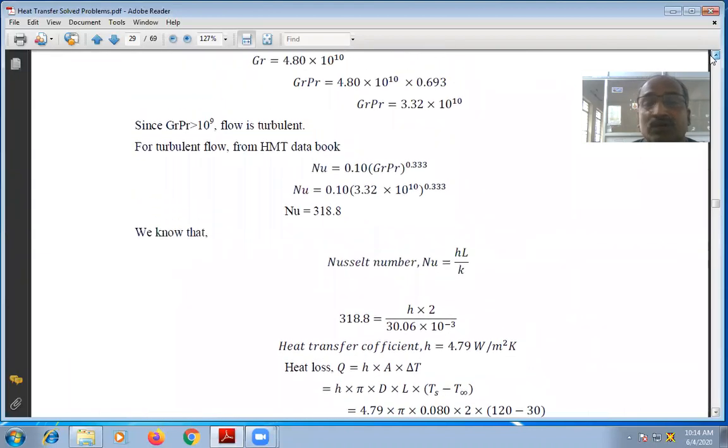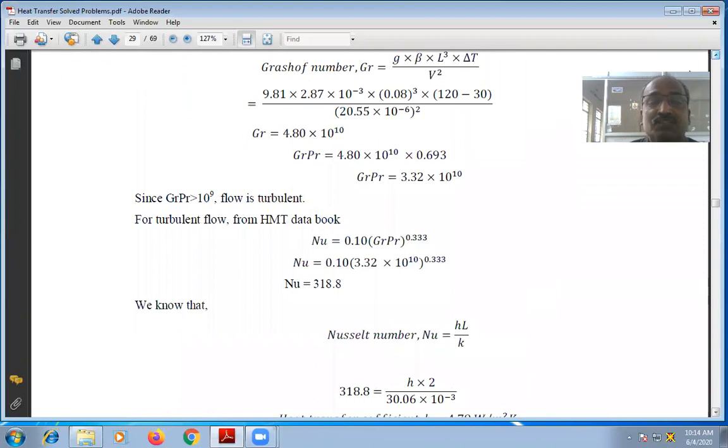Now we have to go for the Grashoff's and Prandtl's number. If you visualize the multiplication, the value amounts to 3.32 into 10 raised to 10. Now we have to see that the product of Grashoff's number and Prandtl's number is greater than 10 raised to 9. So naturally we decide that the flow is turbulent. That is very, very important. Whether it's laminar or turbulent, we have to understand. The product amounts to be greater than 10 raised to 9, here it is 10 raised to 10. Therefore, the flow is turbulent.